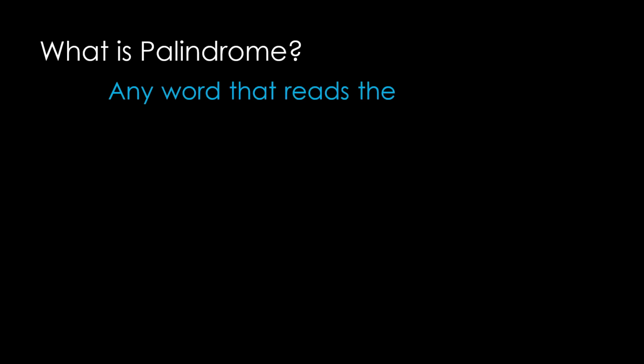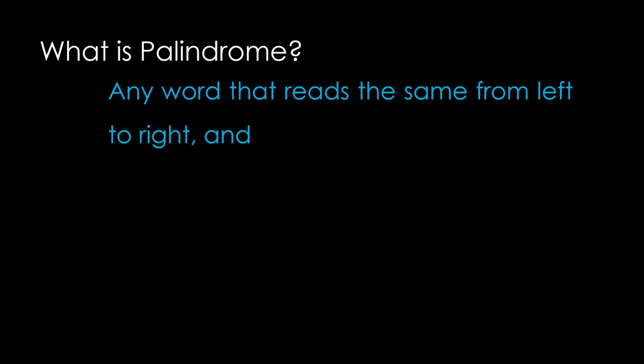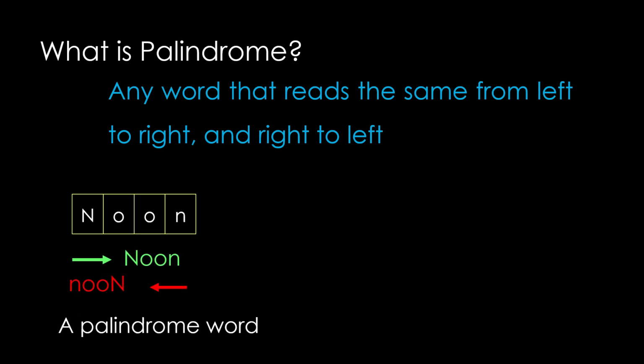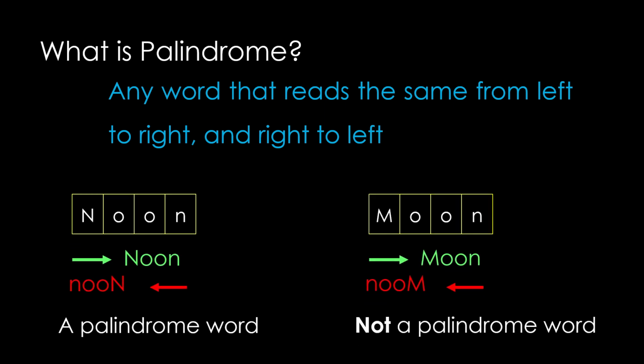If you wonder what a palindrome is, let me tell you. Any word that reads the same from left to right and right to left is called a palindrome. For example, mom is a palindrome. So is the word noon. But you see, moon is not a palindrome word.